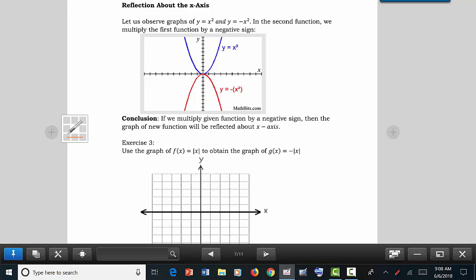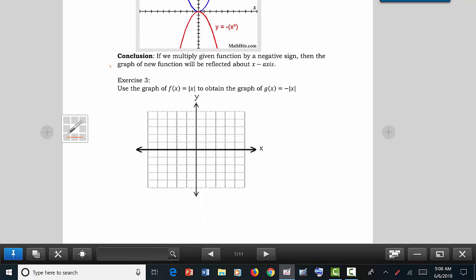Now here, exercise number 3, we already know the graph of the absolute value of x. The V-shaped graph will be like that. So that is the graph of f of x, and if you multiply by a negative sign, it will simply flip over the x-axis. So the graph will be like that.